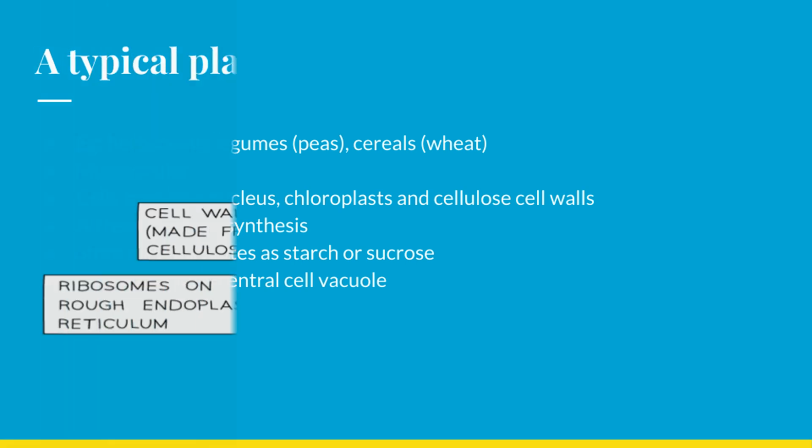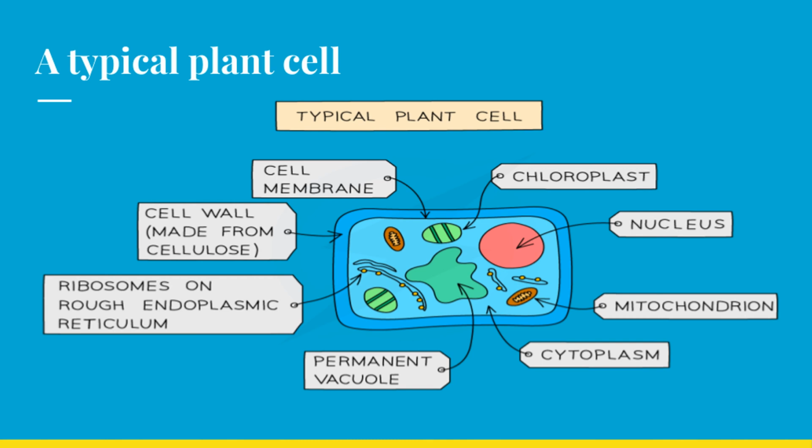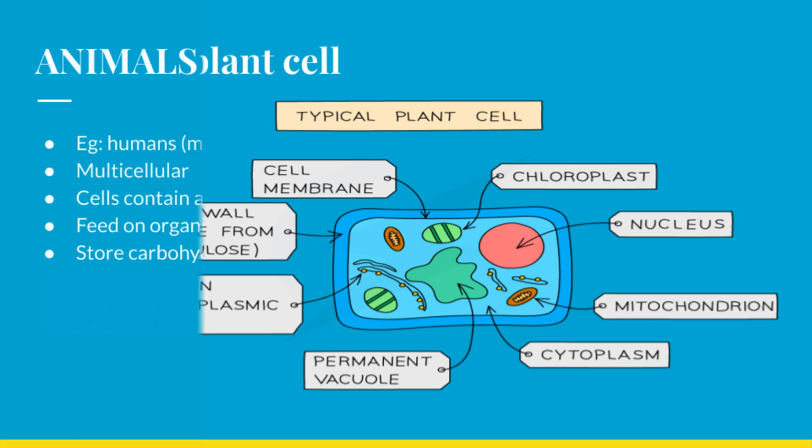Now, a typical plant cell shows that a plant cell has chloroplasts, it has a nucleus, it has a mitochondrion, it has a cytoplasm, it has a permanent vacuole, it has ribosomes on rough endoplasmic reticulum, or what we call RER. And lastly, they do have a cell wall, which is made from cellulose.